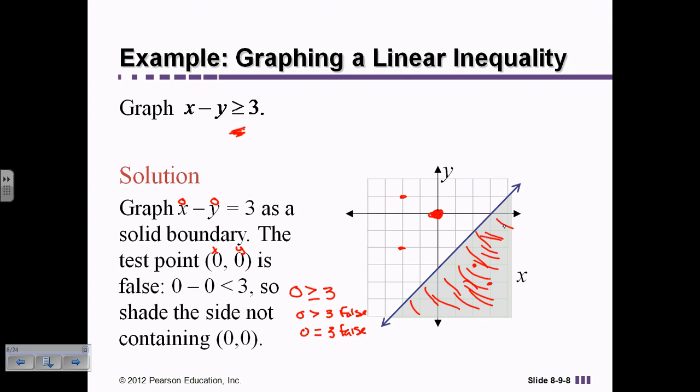So when you do an inequality, you have to shade. Your line is either going to be a dotted line or a solid line, and you're going to have to shade one side of the graph, depending on which side is the true part.